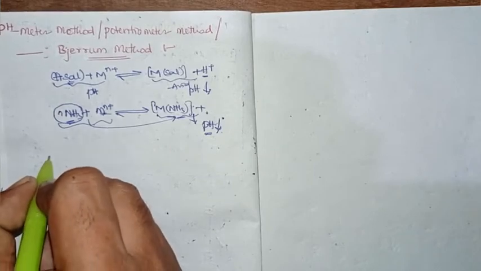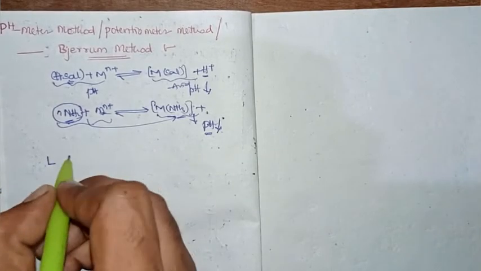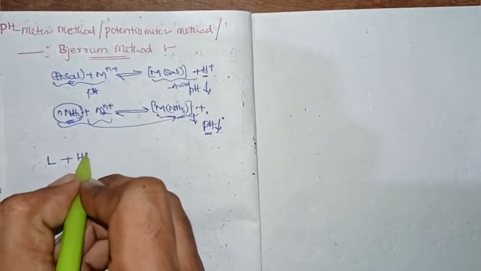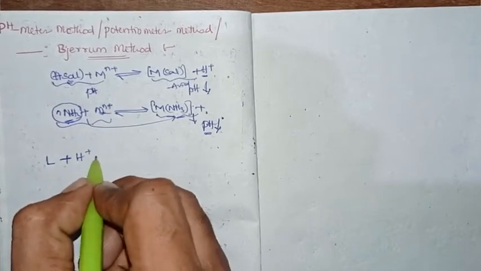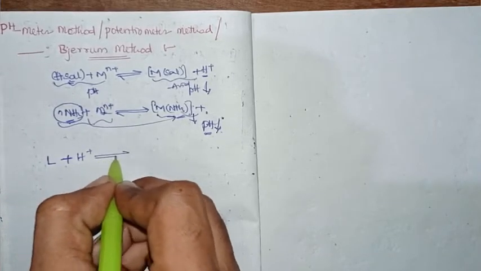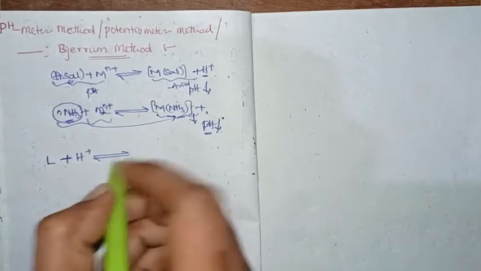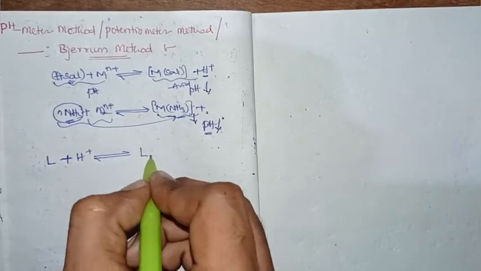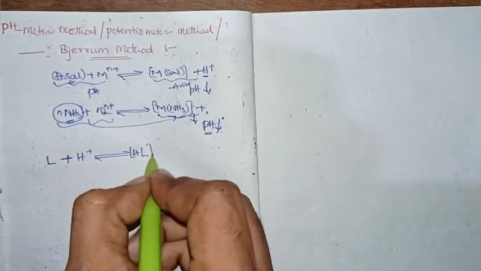So here we will take the ligand reacting with proton, and in this, the proton, metal and ligand form a protonated ligand site.